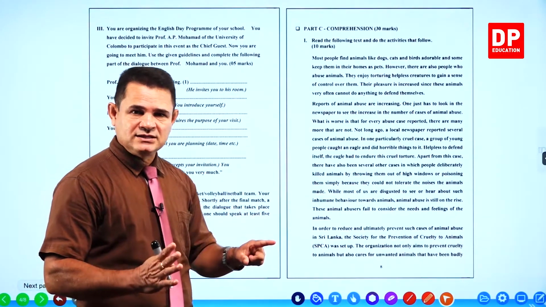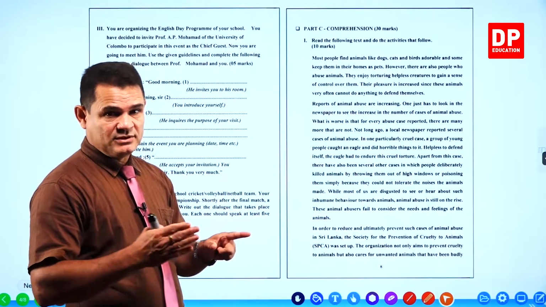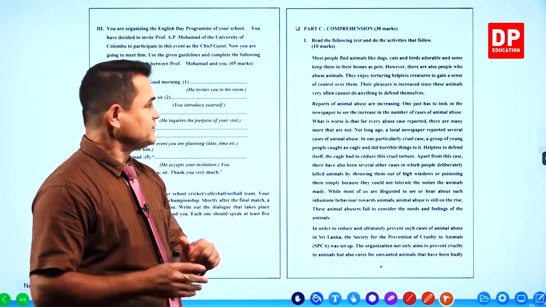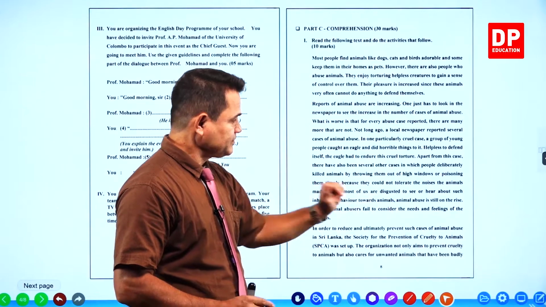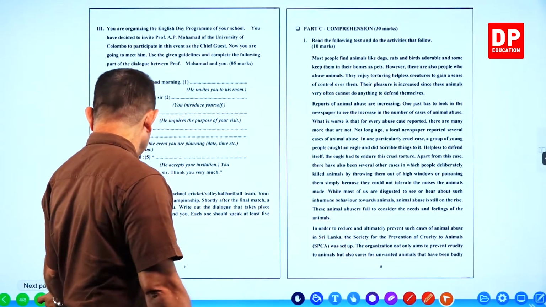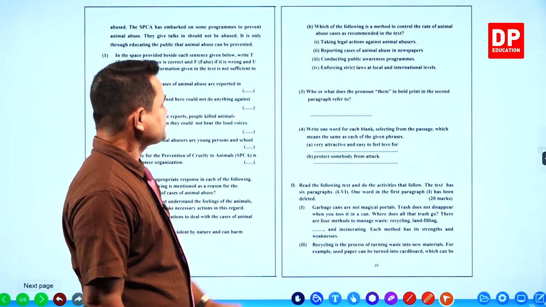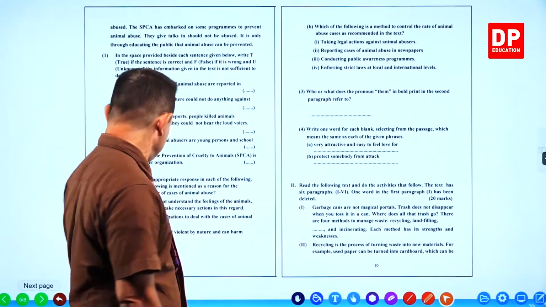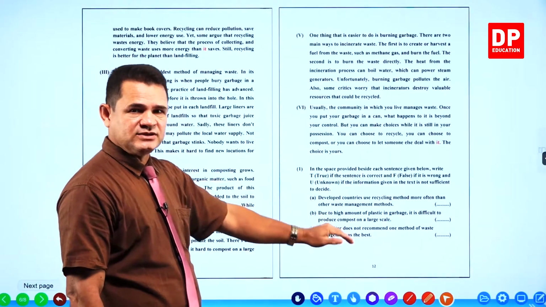So you get this in A-level paper, whether it is old syllabus or new syllabus, both you get. And next comes part C, comprehension, and text is given. Based on that, there are some questions for you to answer, and there's another paragraph, and you have to read and answer the questions.